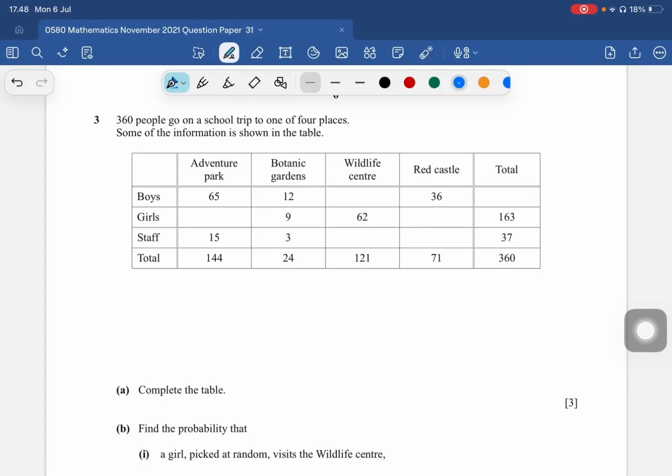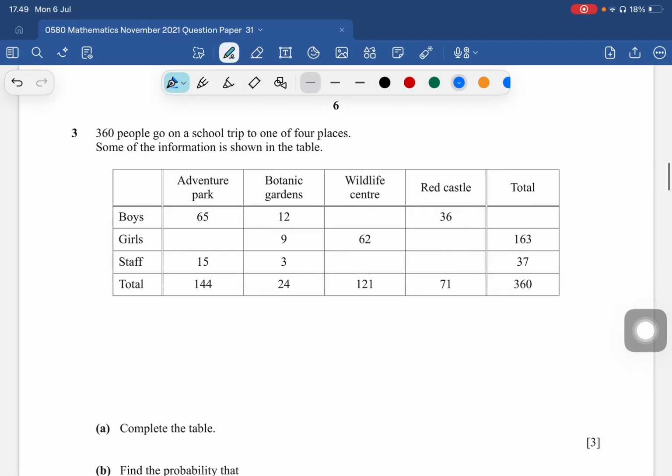Hi, in this video, I'm going to solve past paper core November series 2021. So we got 360 people go on a school trip to one of four places. Some of the information is shown in the table. So the total is 360. First, we get it from here, as the total of here is 360.